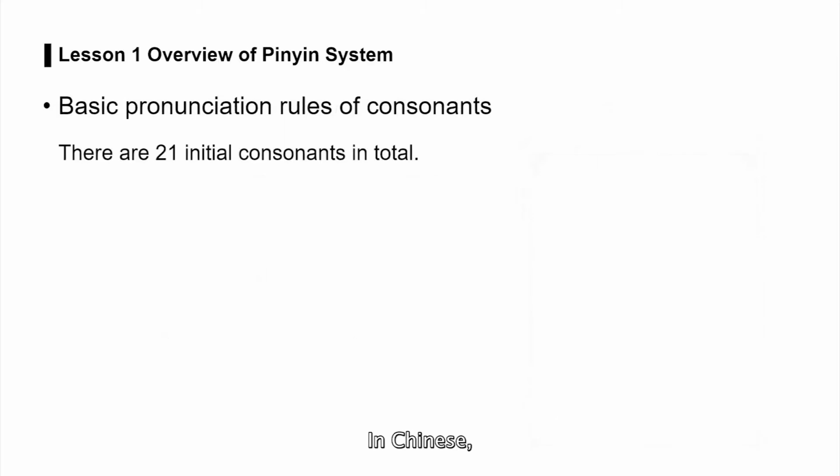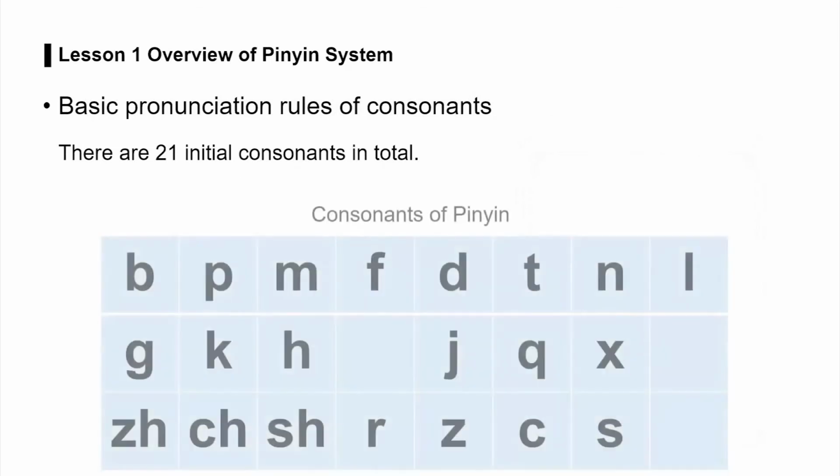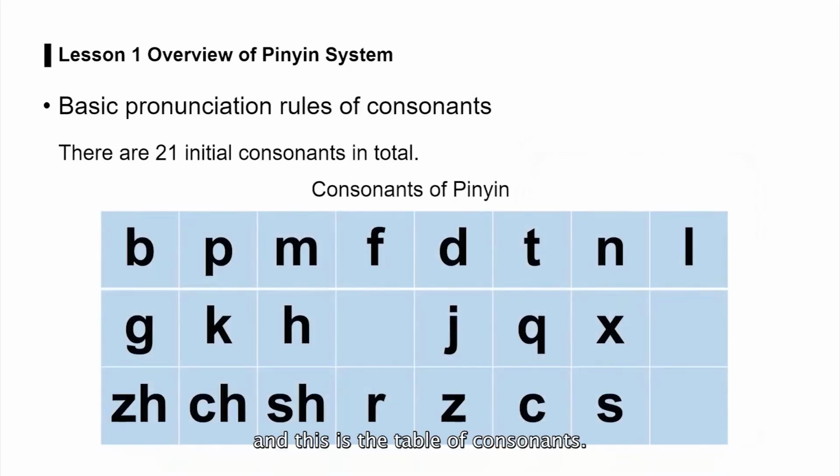In Chinese, there are 21 initial consonants in total. And this is the table of consonants. You can read them after me. B, P, M, F.